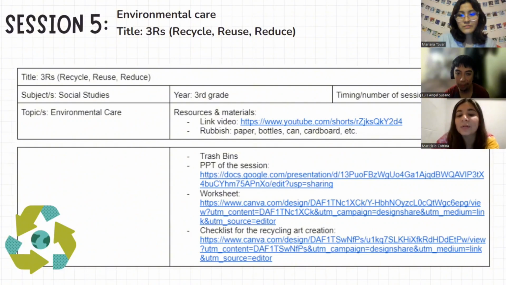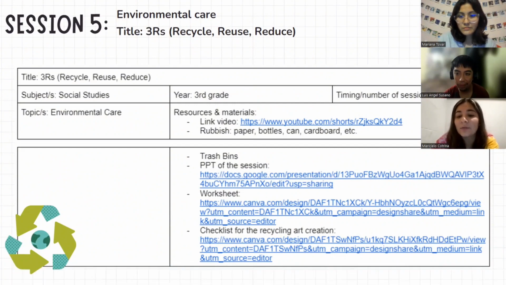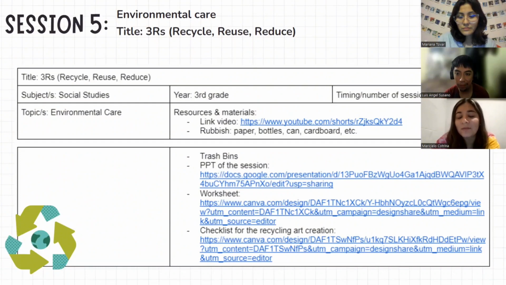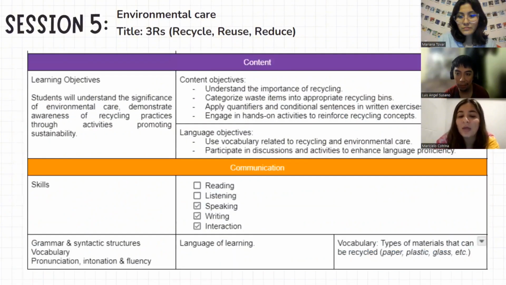We are going to show the students a video. Then we are going to use some paper, bottles, cupboards, and some items that the kids are going to select and put into trash bins. Then we have the PPT of the session, we have a worksheet, and finally we are going to use a checklist for the recycling of an art creation.